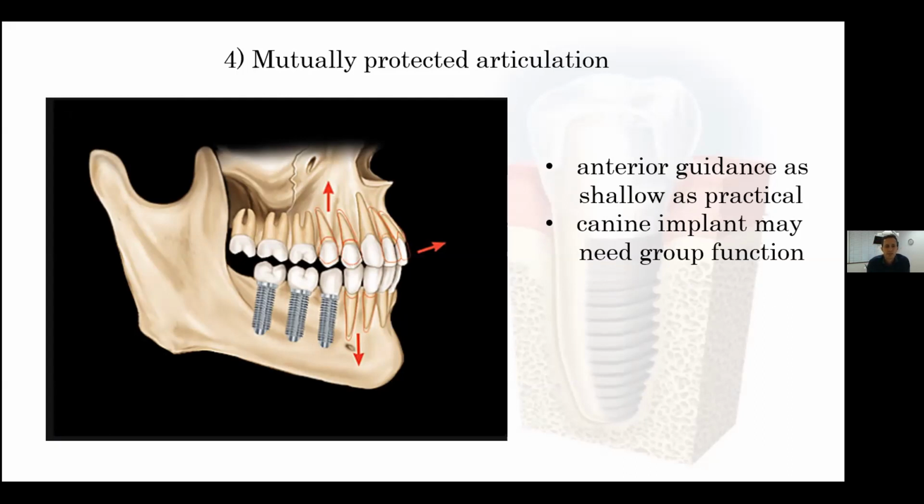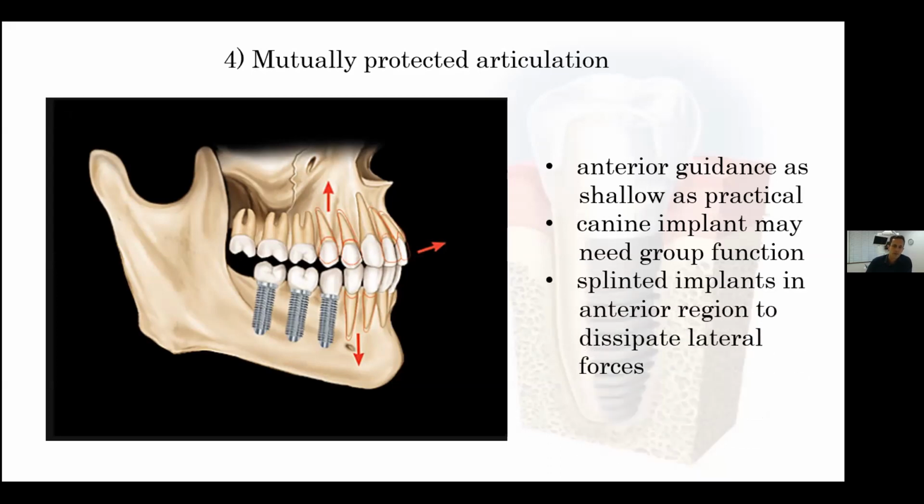Obviously, we're going to have instances where we have got implants all over the show, and therefore we won't be able to use the natural teeth. And then we're going to have to look at that group function and make sure that it is in harmony with the envelope of function as well as the condylar guidance.